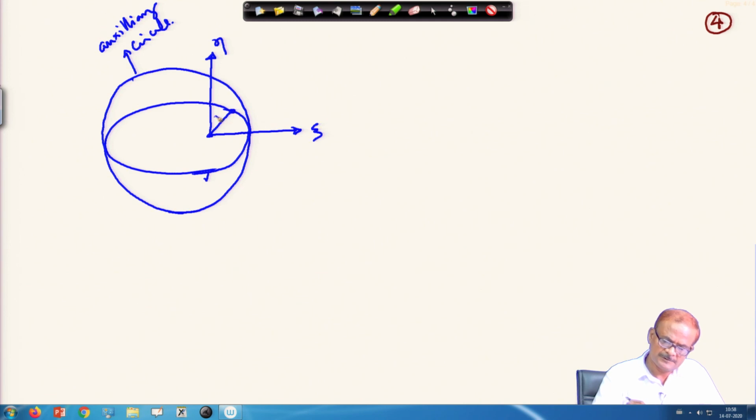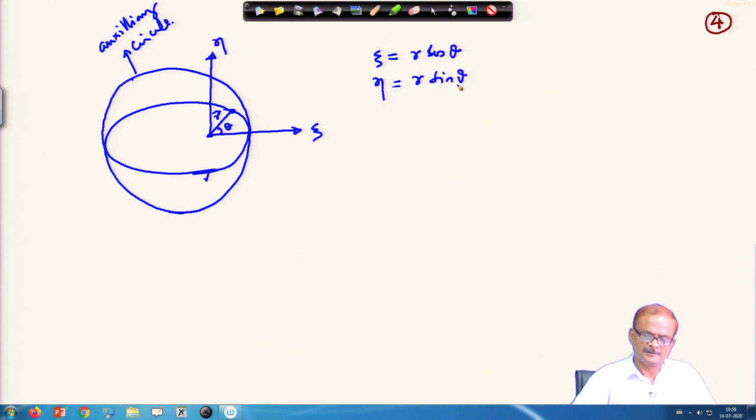If this point is r and this angle is theta, then xi we can write as r cos theta and eta as r sin theta, the x and y components in the plane of the orbit, and from here the orbit will get perturbed. Already the various relations we have derived while we were discussing Kepler's equation. At that time we derived all the relations, so I am not going to write it again, and simply I will write the result.